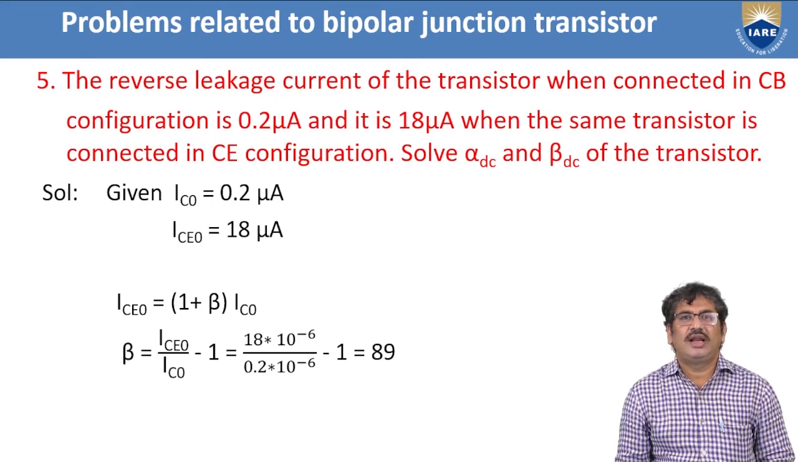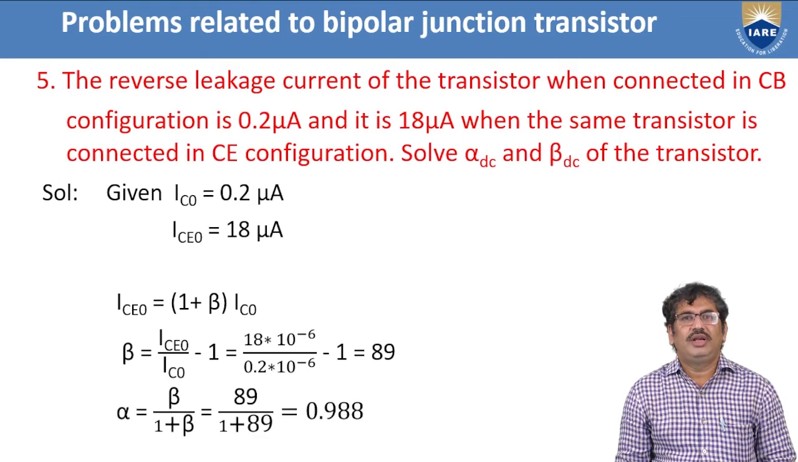Substituting ICEO as 18 microamperes, that is 18 into 10 power minus 6, and ICBO as 0.2 microamperes, which is 0.2 into 10 power minus 6. Upon evaluation, we will get beta as 89.